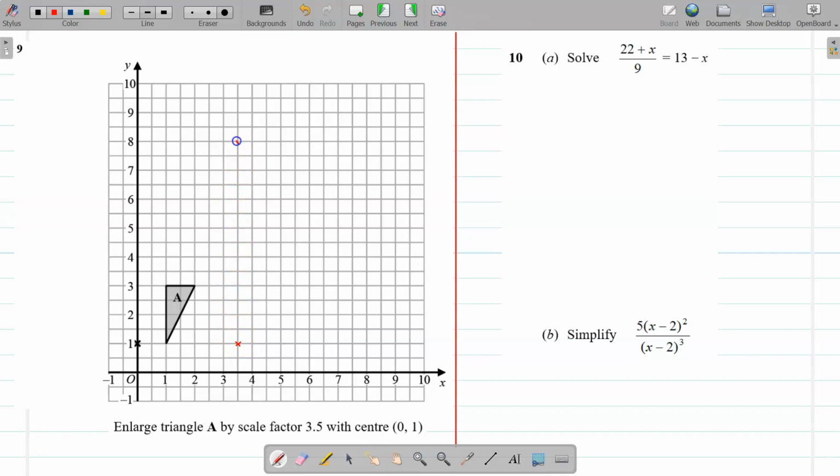Okay, so that it has the appropriate height of 7 units high. And then it's going across 1 there, so it needs to go 3.5. 1, 2, 3.5 there. Okay, so that's the three. They're the 3 vertices, and I just need to join them together.